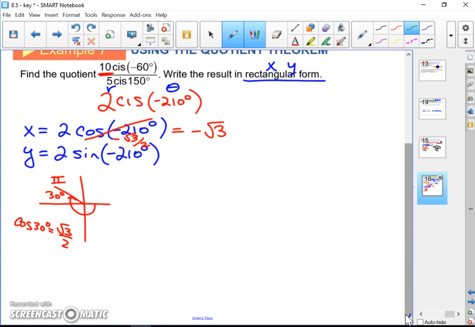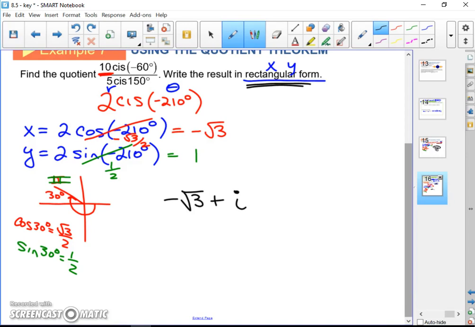If we do sine negative 210, that's like sine 30, and sine 30 is 1/2. So again, think about where we are in the second quadrant. Sine is positive there, so sine negative 210 will also be positive 1/2. And so the y coordinate is going to be 2 times 1/2, that's 1. So if you have your x component and you have your y component, then we should have rectangular form. Rectangular form is going to look like negative square root of 3 plus 1i, or just i.